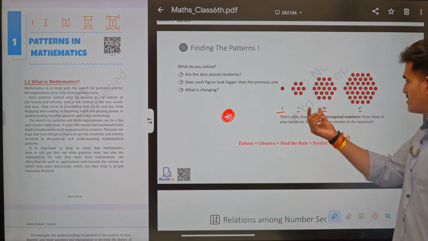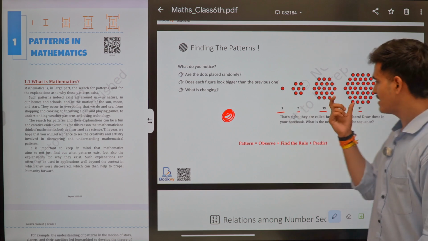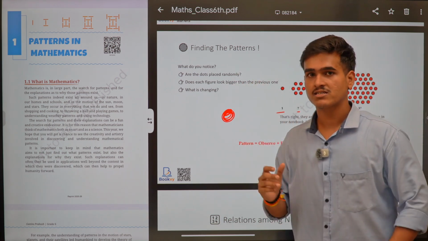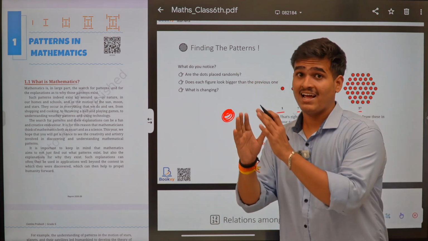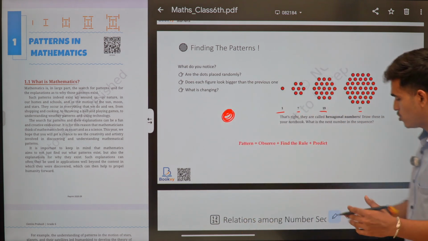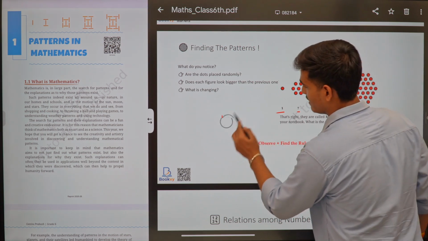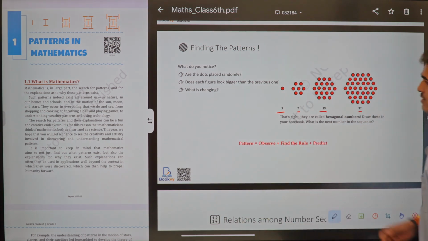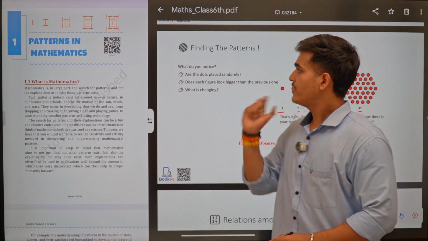So what is this 1, 7, 19, 37? I don't understand the pattern of this, because we have previously studied that a pattern follows a specific rule, but I don't see any specific rule in this. So how do I know that this is a pattern? So let's see. What did you notice here?